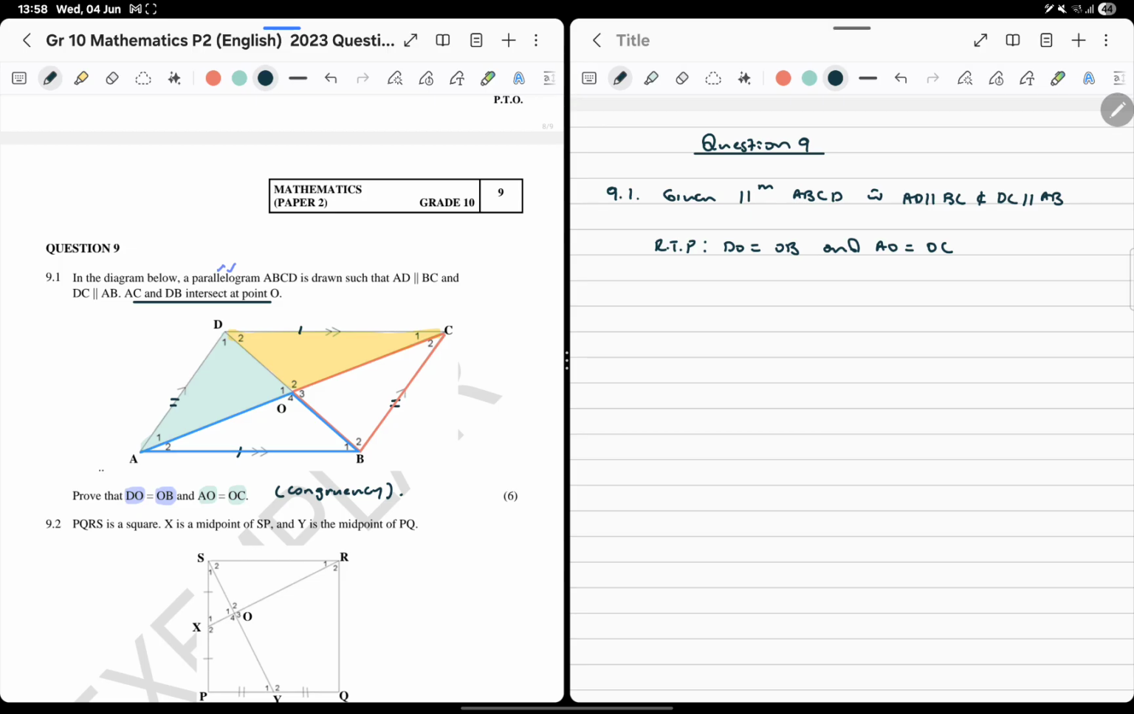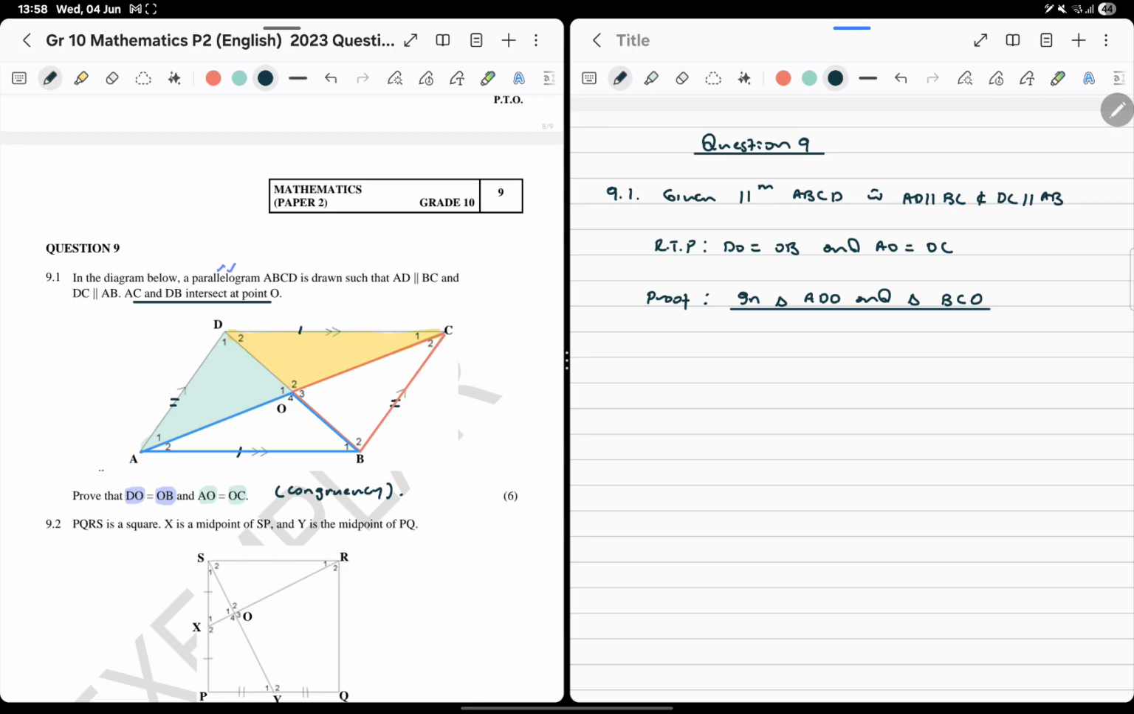Okay, we don't need to do any constructions here. We can just run to the proof. So what are we going to say? We'll say in triangle ADO and triangle BCO. We'll start there.